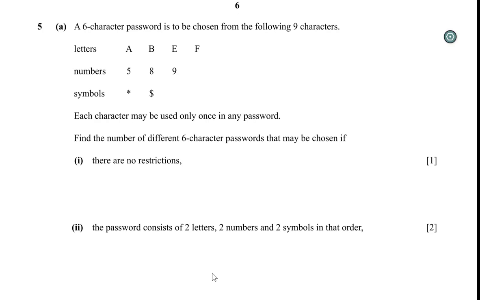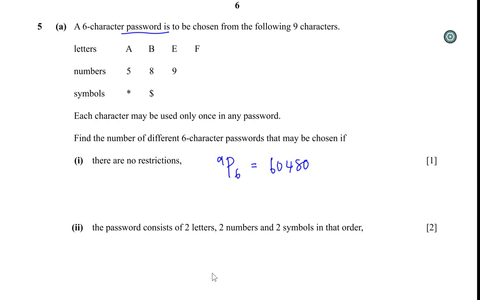Because this is a password, what does it mean? Password means arrangement matters. So we will use P. Alright, so it's 9P6. Then we just type the thing into the calculator. And then we have about 60,000 combinations. 60,480.